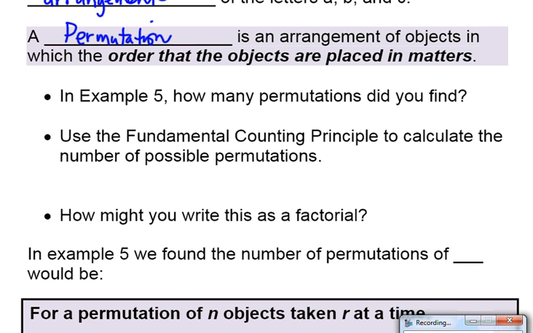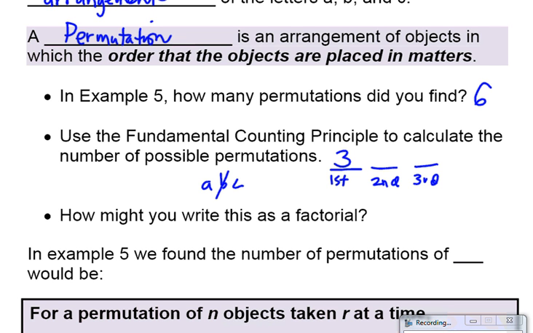So in example 5, how many permutations did we find? Well, we found 6. Use the fundamental counting principle to now calculate the number of possible permutations. So remember when we did the counting principle, we'd think, okay, we have 3 letters, ABC, and I want to put the first letter down, then the second letter down, and then the third one down. So how many choices, if I have the A, B, and C, do I have to put down to begin with? I have 3.